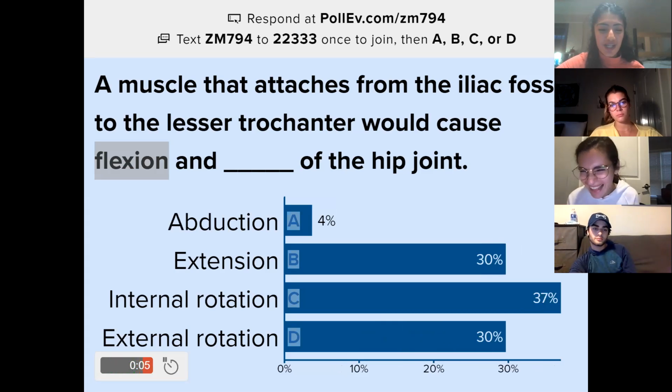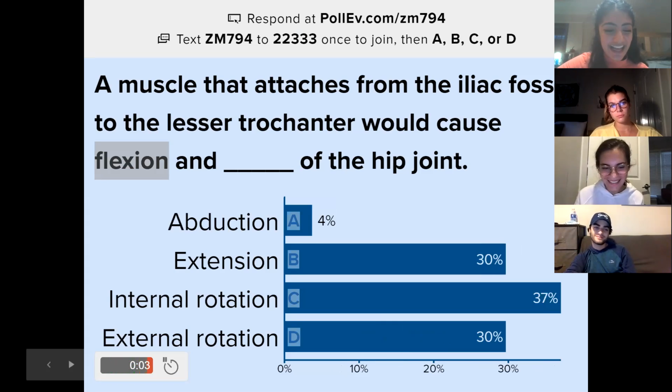Go ahead. If you want to go ahead and change your answer, that's completely fine. It's not going to change anything, but all right. Okay, we're going to keep going.